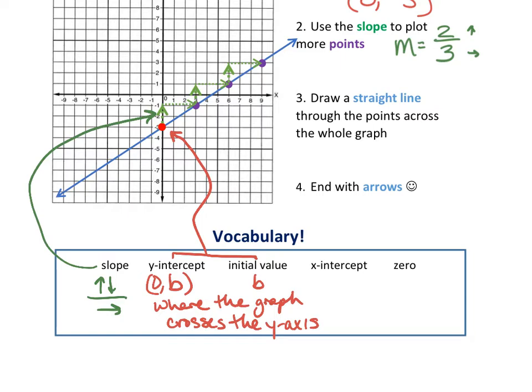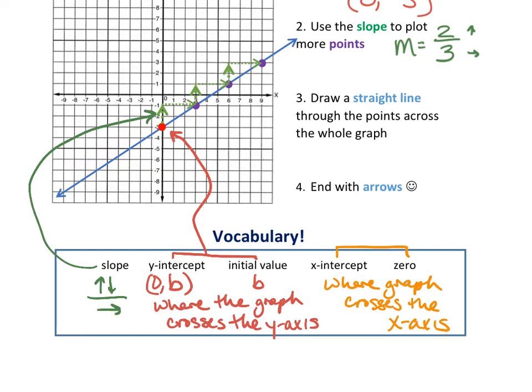Now, two new words that you may not know about are x-intercept and zero. Your x-intercept and zero are also the same word. Your x-intercept is going to be where the graph crosses the x-axis.